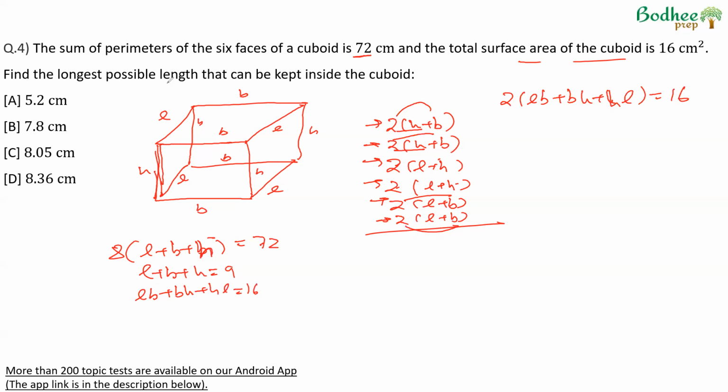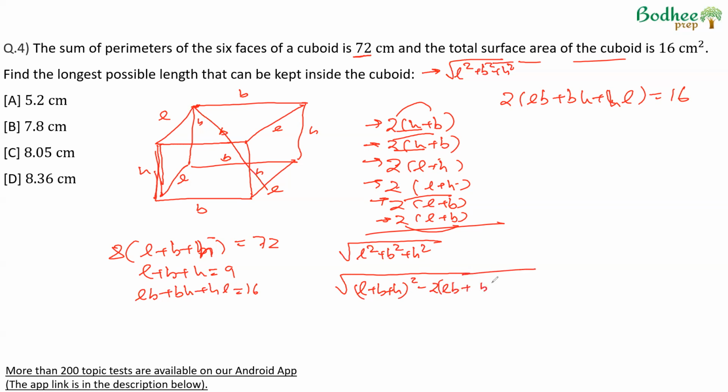We have to find the length of the longest possible length that can be kept inside the cuboid. The longest possible length that can be kept inside the cuboid is the diagonal across the opposite vertices, and it is root of L square plus B square plus H square. Now, root of L square plus B square plus H square will be nothing but root of L plus B plus H whole square minus 2LB, 2BH, 2HL.